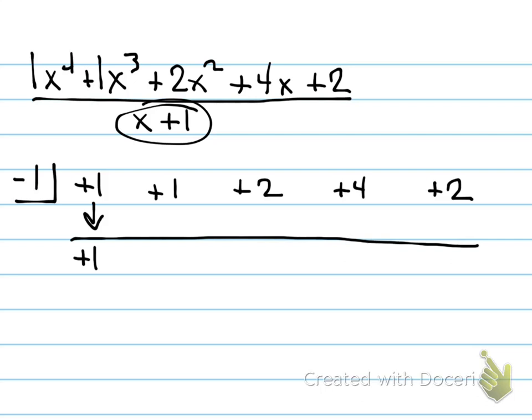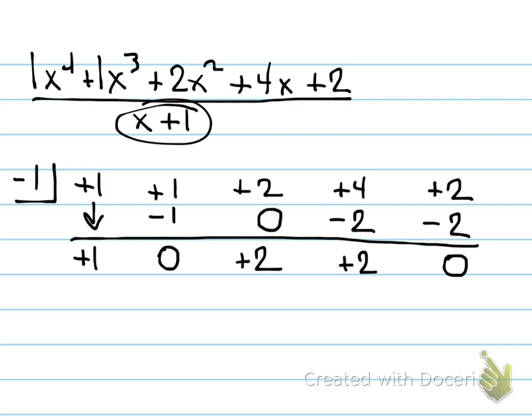So 1 times negative 1 is negative 1. 1 minus 1 is 0. 0 times negative 1 is 0. Positive 2 plus 0 is positive 2. Positive 2 times negative 1 is negative 2, and positive 4 minus 2 is positive 2. Positive 2 times negative 1 is negative 2, and 2 minus 2 is 0. Keep giving me no remainders here.